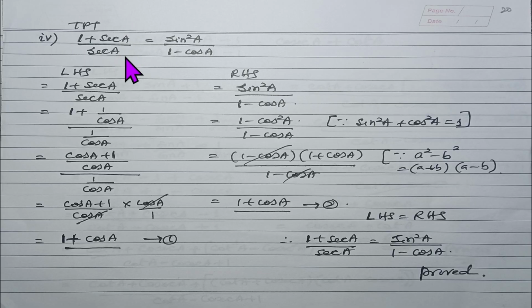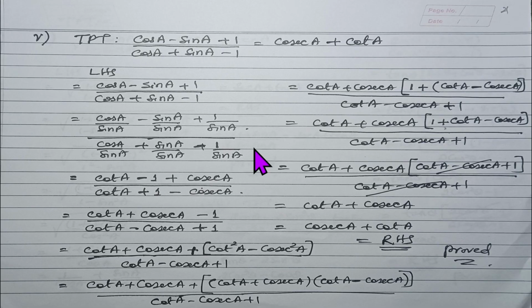Rather, 1 plus sec A upon sec A is equal to sin square A upon 1 minus cos A is proved. So please understand this example. Now coming to the next example. The example is, that is the fifth example.